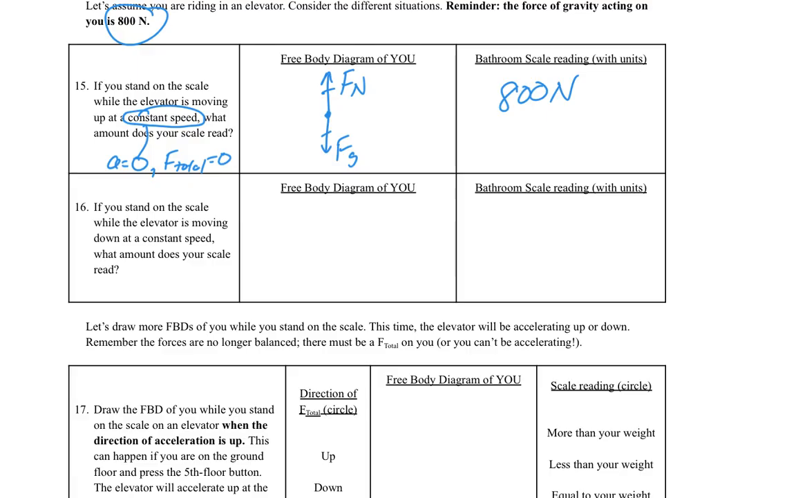Similarly, if we're on the elevator and the elevator is moving down at a constant speed, we're going to see the same thing. We're going to have a free body diagram that says there's a force of gravity down, there's a normal force up. They have to be equal because, again, our acceleration is zero, our total force is zero, so our bathroom scale is going to read 800 newtons.